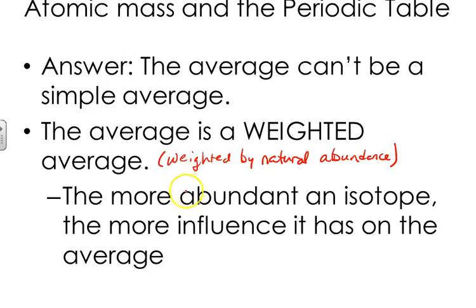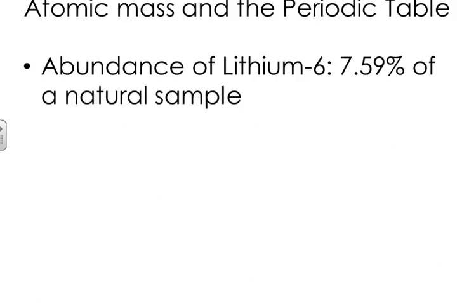So every isotope is not equally abundant. If we have two isotopes, we don't have 50% of one and 50% of the other. We may have 90% of one, 10% of another. So the more abundant it is, the more influence it has on the overall average for that element, or the more it's weighted.